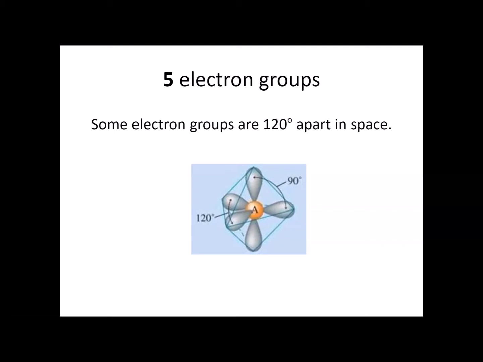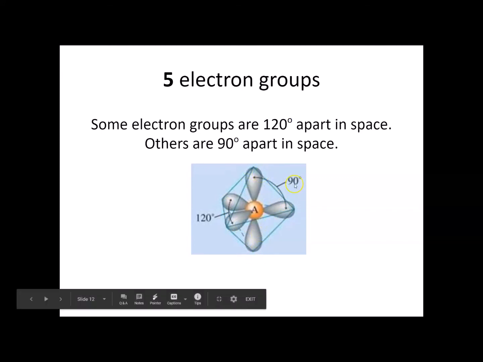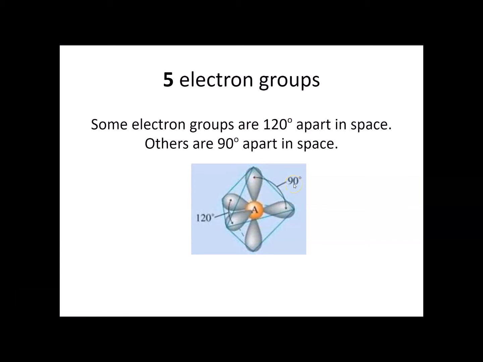In this electron geometry, some electron groups achieve a 120 degree separation. Those are the electron groups within the plane of the triangle. Other electron groups are only 90 degrees apart. So if you were to measure the angular separation from any of the groups within the plane of the triangle to an electron group either above the plane or below the plane, you would get a 90 degree separation. So 2 different angles in this type of electron geometry.